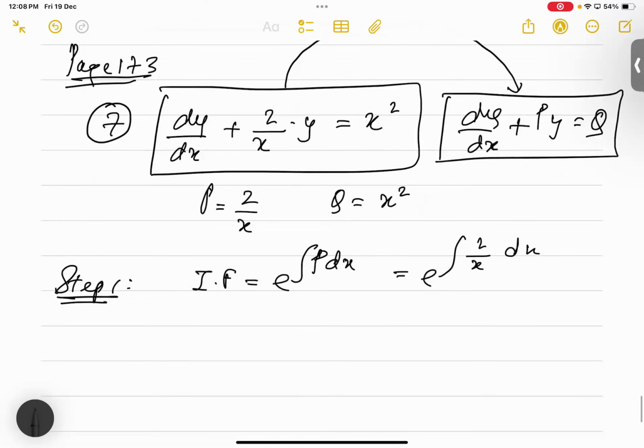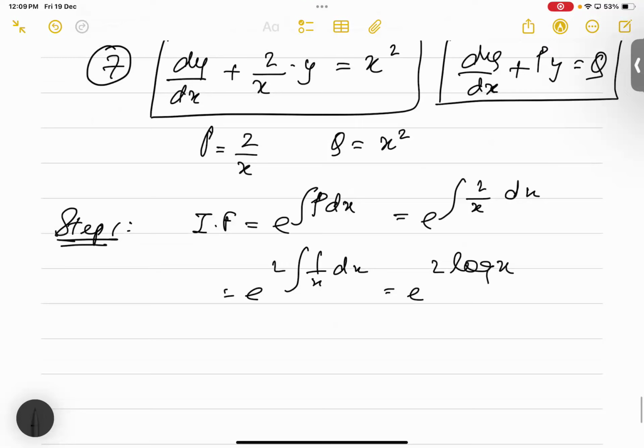Yes, can someone tell me how to integrate this top part? Take 2 because 2 is a constant. The same thing we do in derivatives as well as integration. Integration of 1 upon x. And what is integration of 1 upon x? Log x, right? Log mod x. e raised to log. Sometime back only we had done this. So this is equal to x square, right? Because e raised to log a is a.